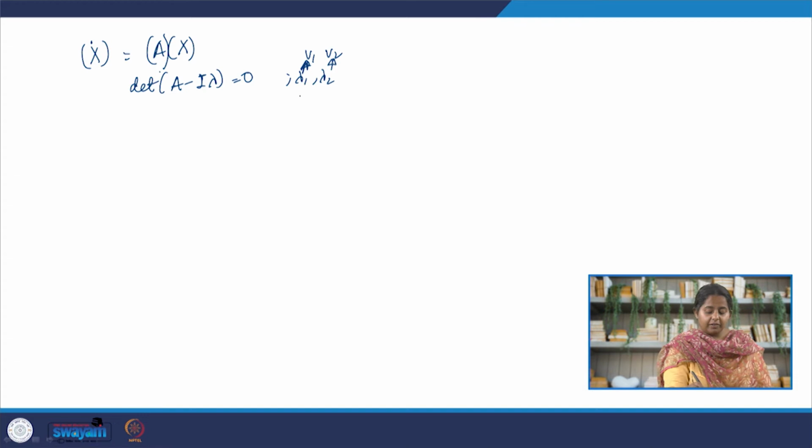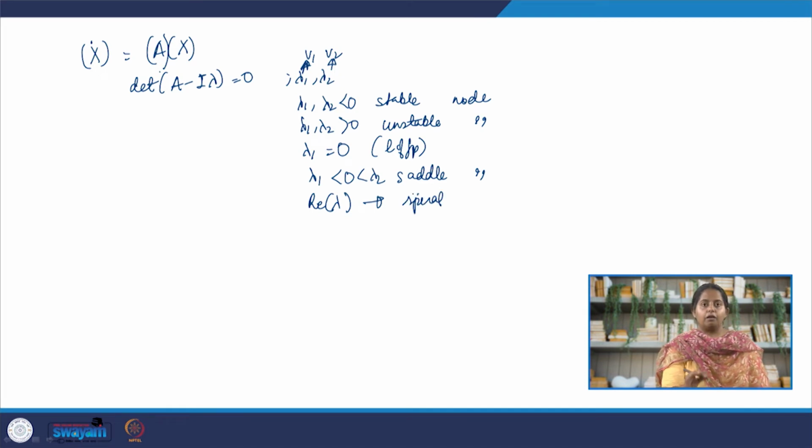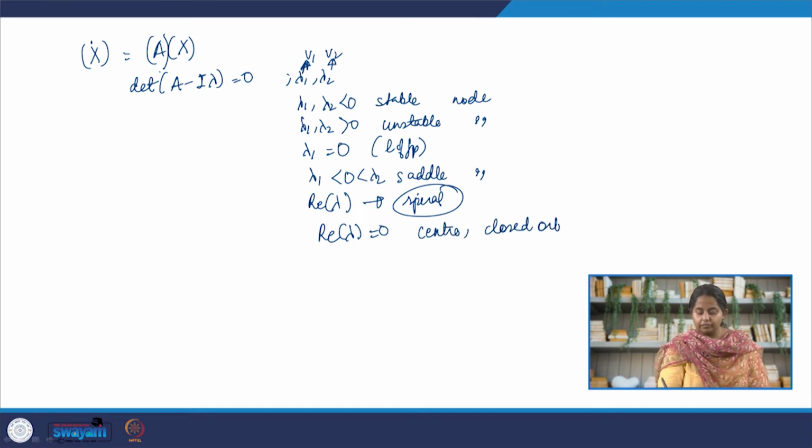We already know that if lambda 1 and lambda 2 are both less than 0, we are dealing with a stable node. If both are positive, we are dealing with an unstable node. If one of them is equal to 0, we are dealing with a line of fixed points. When both of them have different signs, one positive and one negative, then we are dealing with a saddle node. And when they are complex numbers, then the real part of lambda will inform us regarding the kind of spiral we are dealing with. So if we get a complex lambda 1, lambda 2, we are dealing with either an inward moving spiral or an outbound spiral. If the real part is 0, so it's a purely imaginary eigenvalue, then we are dealing with center closed orbits. So this we already know.